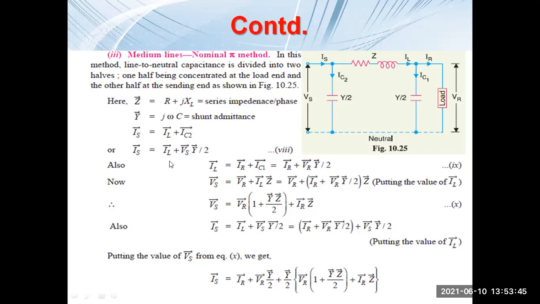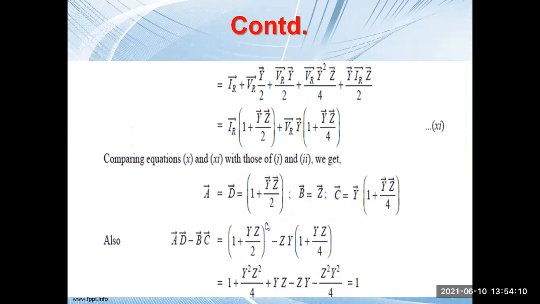Now IS is what? IS equal to IL plus VS into Y by 2. The VS we have calculated, we'll substitute here, and then we'll do some simplification. Finally we are getting this value, IR plus VR into this. We'll simplify still, because the component of VR will be taken in one bracket and the component of IR will be taken in another bracket. That's what we have done here.